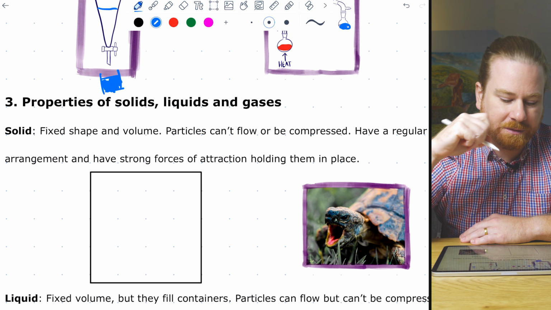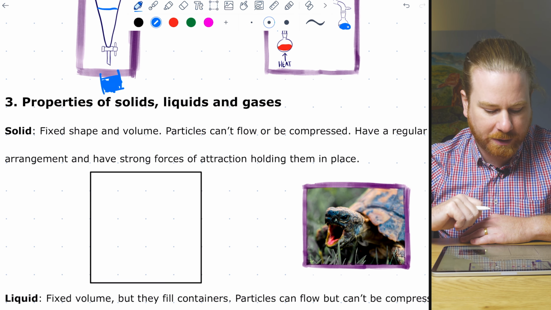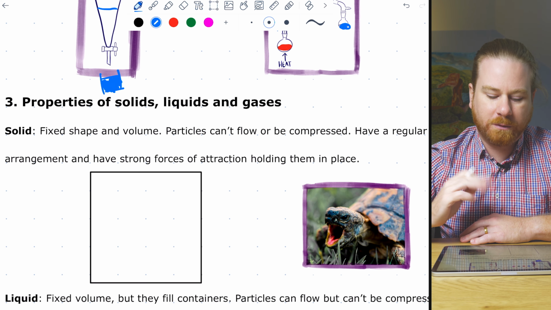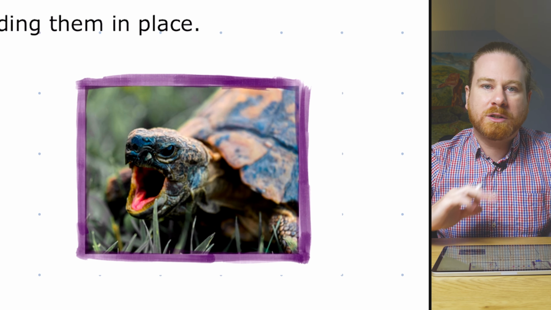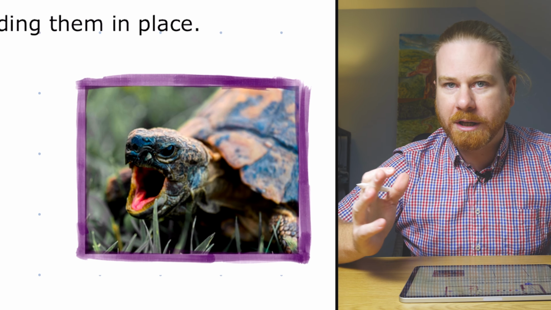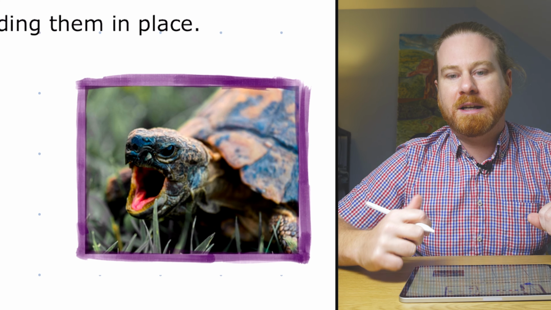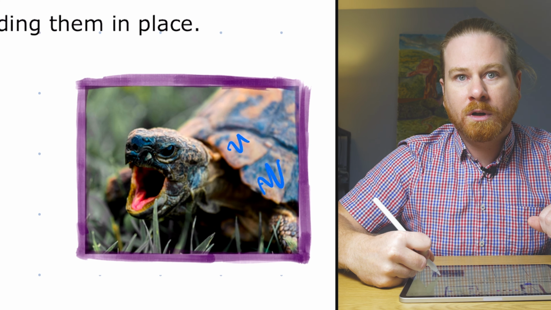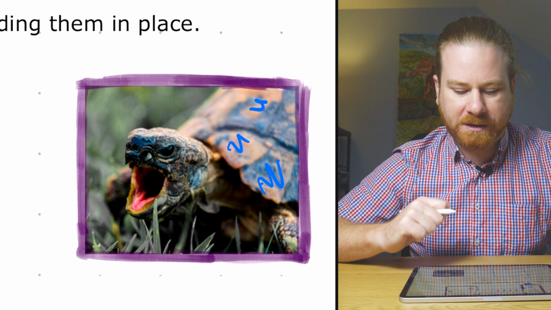So a solid has a fixed shape and volume, particles can't flow or be compressed, they have regular arrangements, and have strong forces of attraction holding them in place. So basically the same as a tortoise. A tortoise could represent a solid as they move very slowly, remembering that particles are always moving, even when it gets very cold, and yet their hard shell could represent the solid's fixed shape.